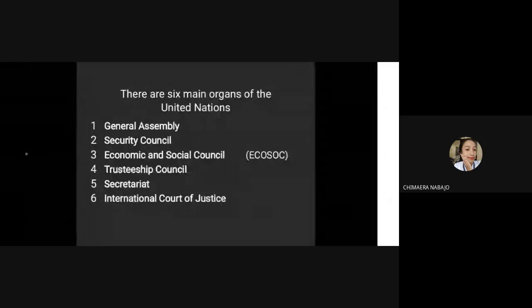The Security Council consists of 15 members, but only 5 are permanent members, namely Britain, China, France, Russia, and the USA, and the 10 non-permanent members are elected by the General Assembly for a term of 2 years. Each member has one vote. Decisions are taken by a majority vote of at least 9 members, including the 5 permanent members.